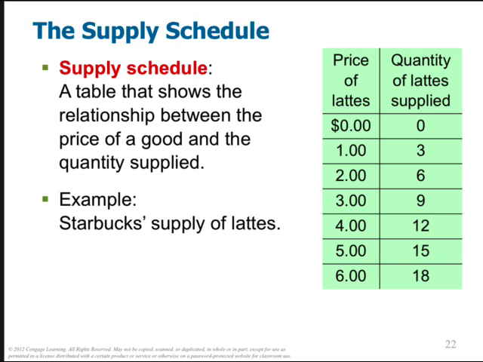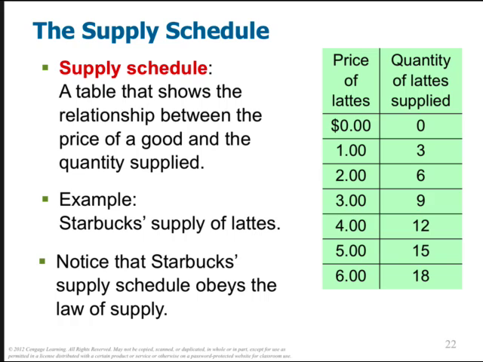Except, wait a minute, Helen wanted 18 lattes at 0 price, right? They're not meeting her there, are they? They're not willing to give Helen even 1 latte. I don't think she even gets a taste at 0 price. But that definitely obeys the law of supply, doesn't it? The quantity goes up as the price goes up.